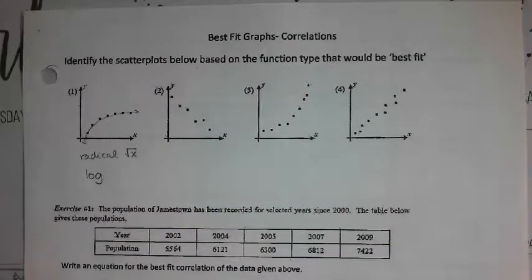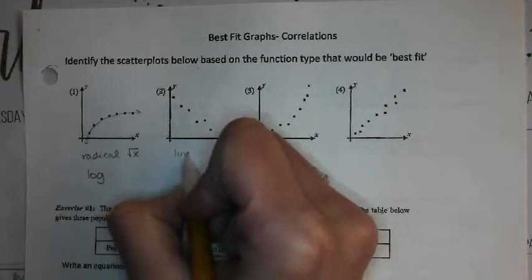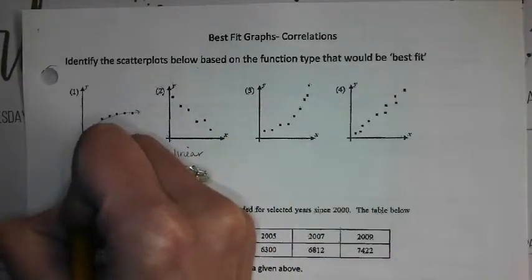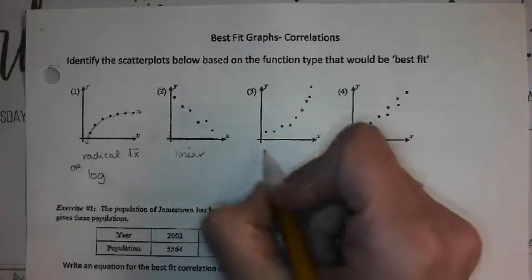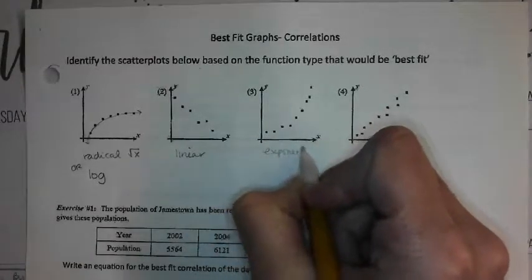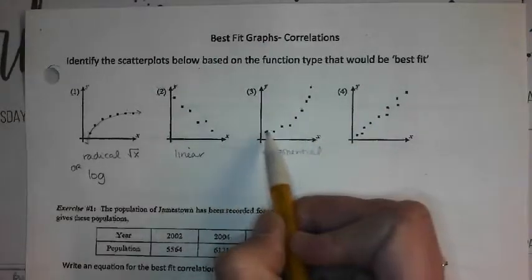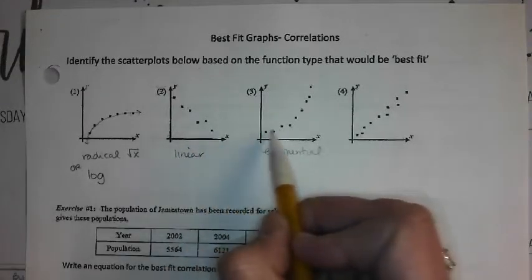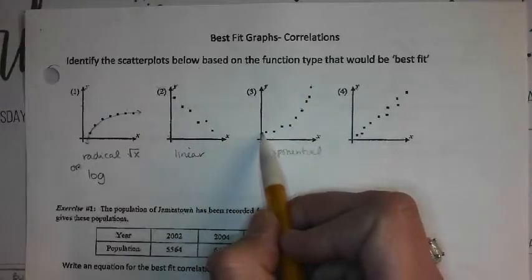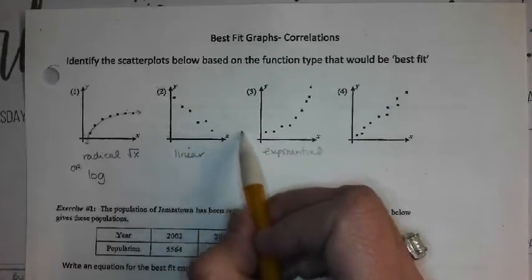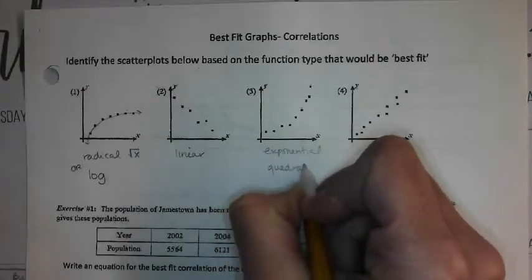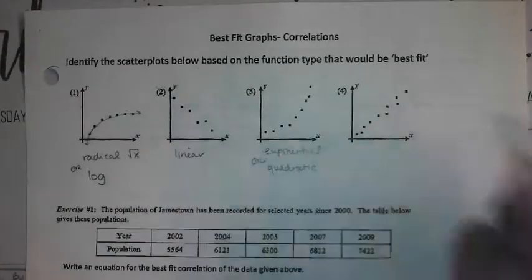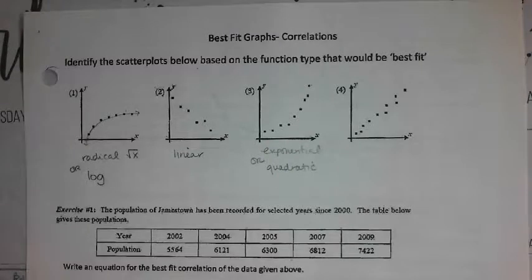This one, hopefully easy, linear. This one, exponential, assuming, again, and you're making an assumption that this is going to be flat the rest of the way, right? It could, though, be quadratic, couldn't it? Okay? Usually quadratics aren't used as often as exponentials, but it's a possibility.